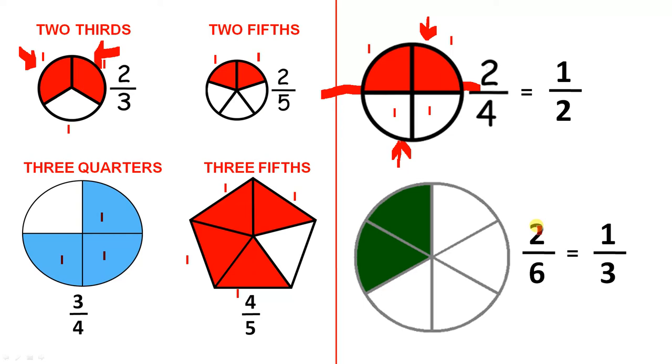Let's look at this one here, 2/6. 1 shaded part and 2 shaded parts. That's why we have 2. 6 means there are 6 parts. 1, 2, 3, 4, 5, 6. So there are 6 parts altogether, so that's why we have 2/6. Now why is that 1/3? Well, let's have a look.